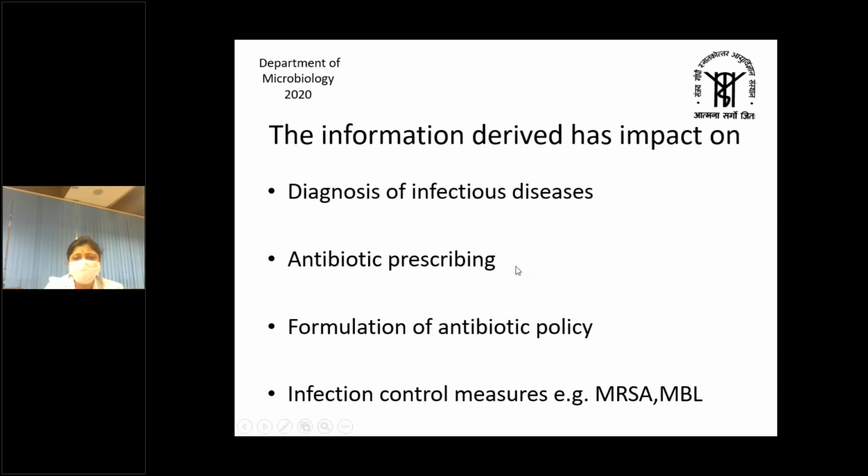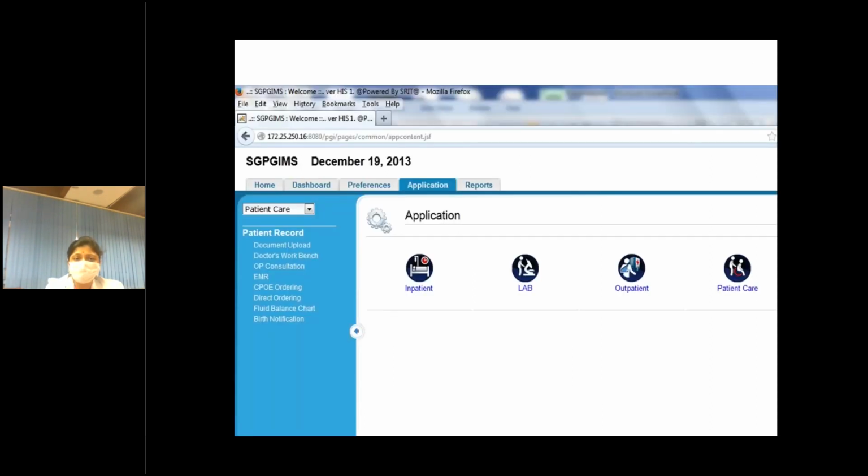Now, all this information derived has an impact on the diagnosis of infectious diseases, antibiotic prescribing, formulation of antibiotic policy, as well as infection control measures such as methicillin-resistant Staphylococcus aureus or to contain metallo-beta-lactamase producing gram-negative bacilli.